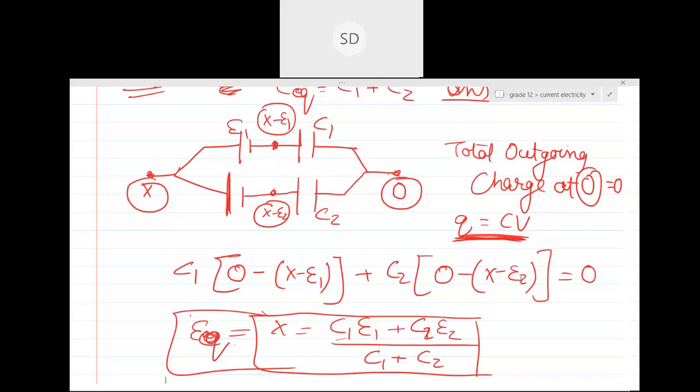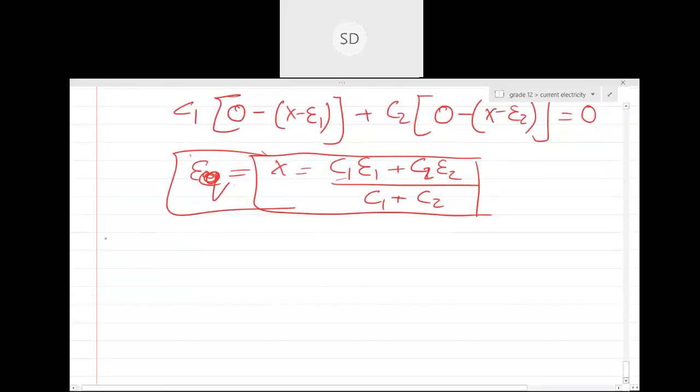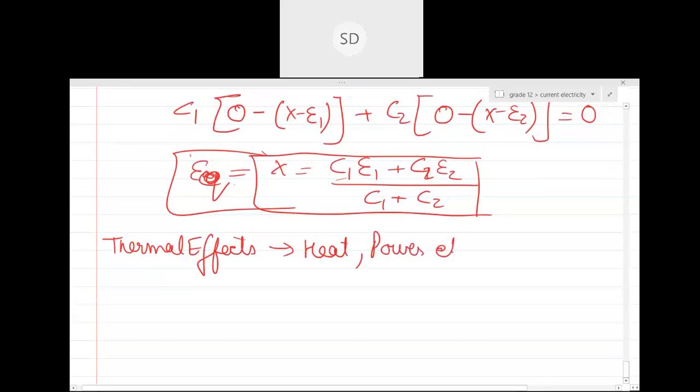So what else is left in current electricity is thermal effects. Thermal effects will deal with heat, power, etc. So it's not necessary कि sir, all the circuit analysis we studied will not be of any use. Based on that as well, we will use these thermal effects. After this, we'll have electrical instruments, and once electrical instruments is done, then the last one is basically RC.